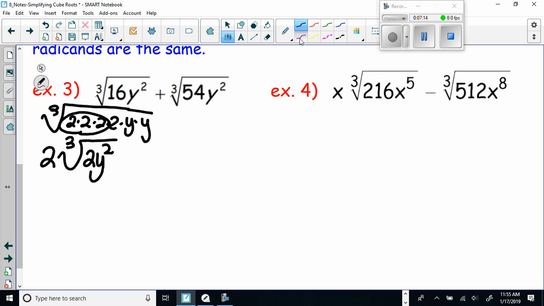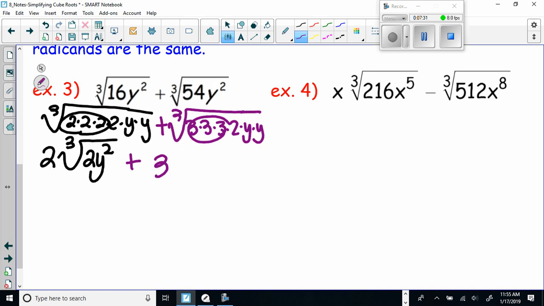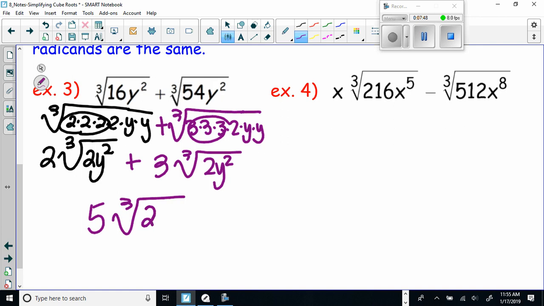If I look at the second term, 54 we said was 9 times 6, so 3 times 3 times 3 times 2 times y times y. So I have 3 of a kind with my 3's, which I can pull out, and that's all. And I'm also left with 2y squared. So now because the radicals are like terms, I can add the coefficients. So 2 plus 3 is 5. And I have cube roots of 2y squared.